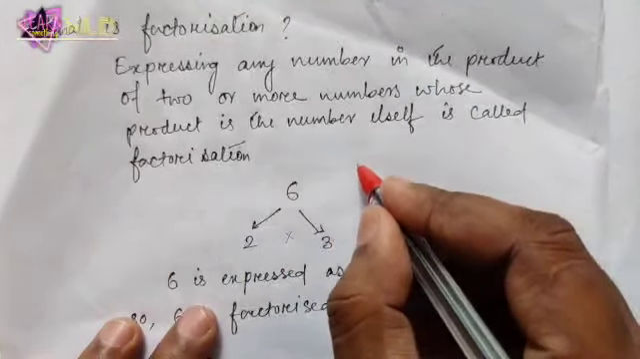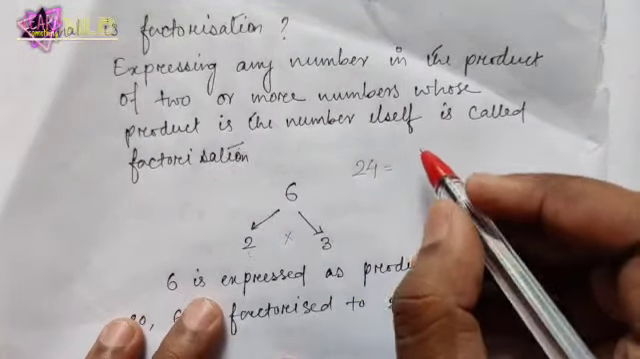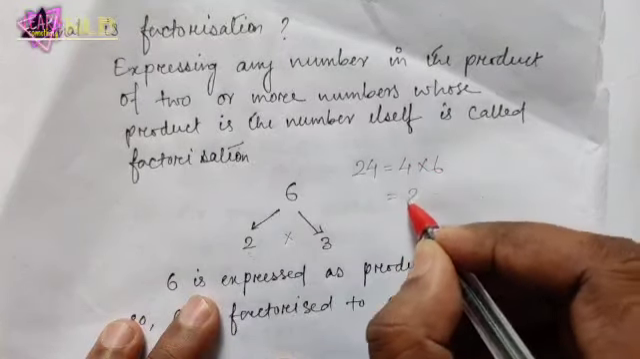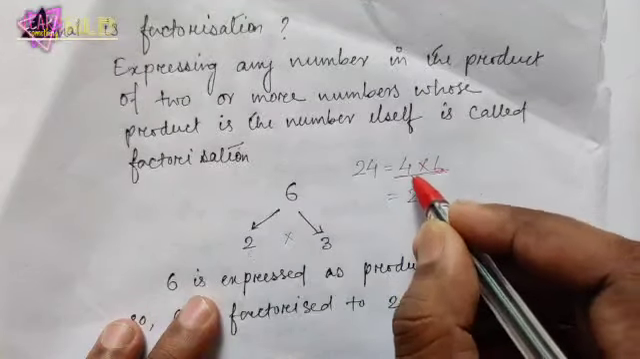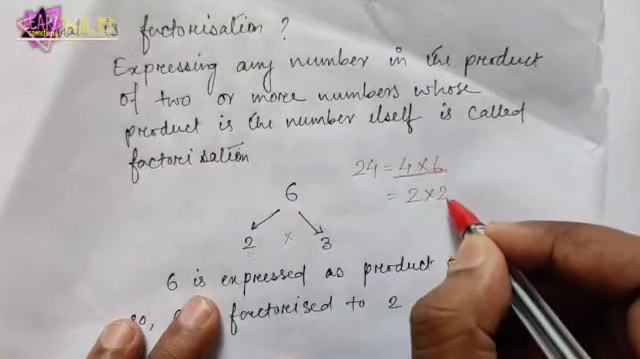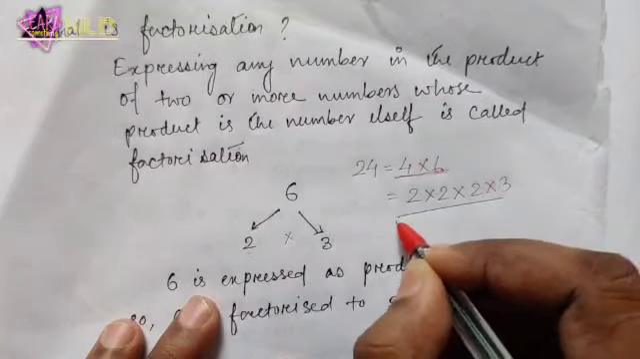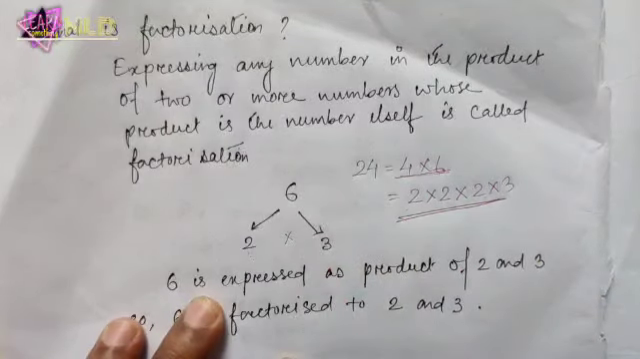For example, if you take the number 24, you can split or factorize it in this way, 4 into 6. Further, this is called incomplete factorization. Further, 4 you can factorize into 2 into 2, and 6 into 2 into 3. Now this will be a complete factorization, which is known as prime factorization. So factorization is breaking or splitting a particular number into some smaller parts.